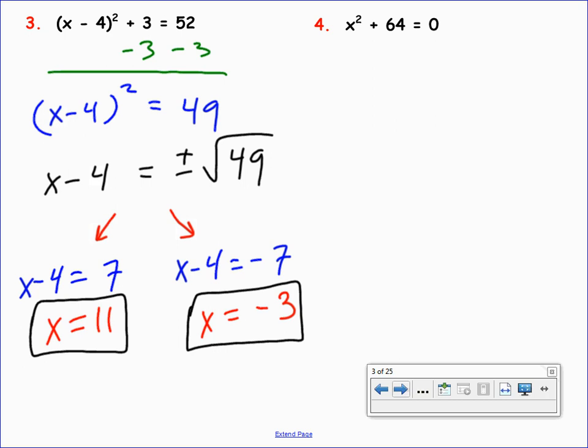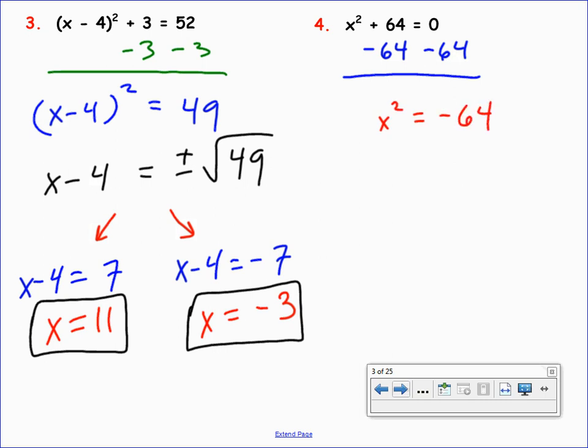Okay, and so the last one now is a springboard for our discussion. Do I have x squareds and x's mixed in the same problem? No. So do I have to solve by factoring or completing the square? No, we can solve by taking square roots. But when we do that, when we isolate the quadratic, by first subtracting 64 from both sides, I get x squared equals negative 64.